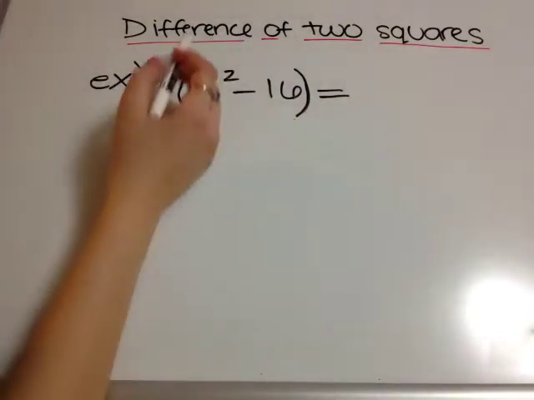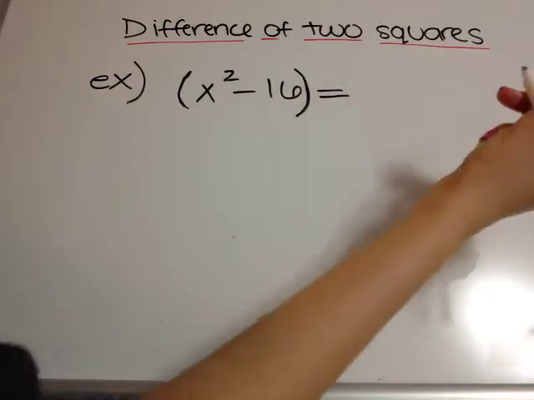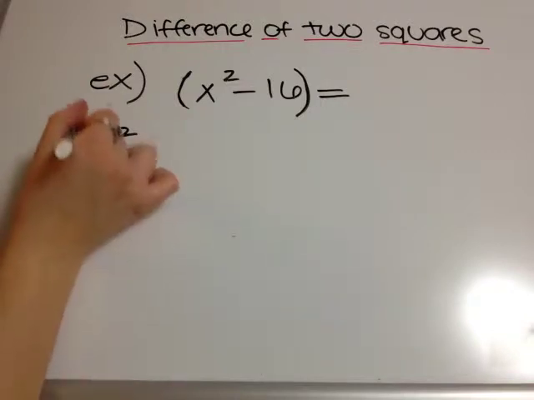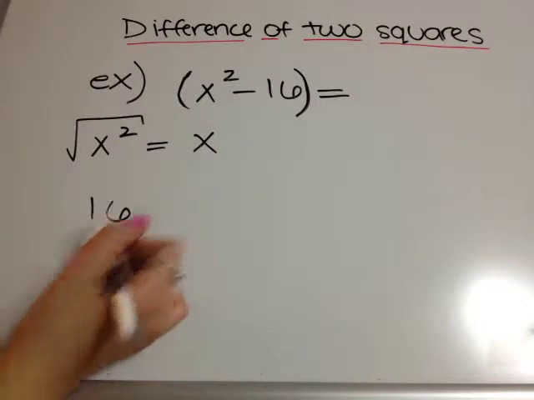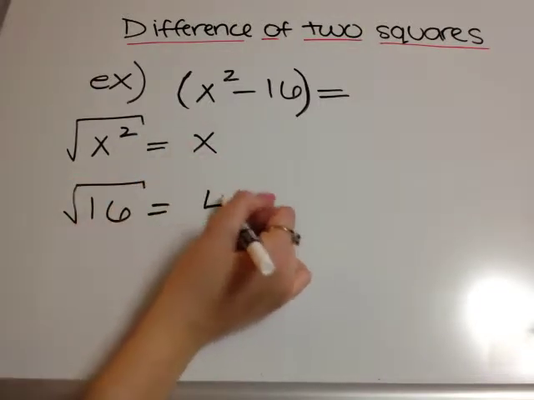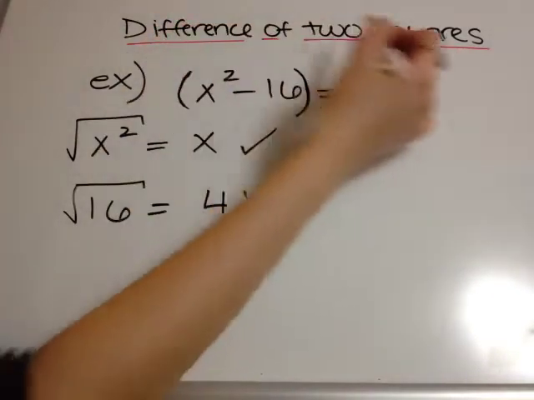Now, if I want to know if I can do it using the difference of two squares, I have to look at my terms. I have x squared and I have 16. If I take the square root of x squared, I get x. So that's good because it's a perfect square. And if I take the square root of 16, I get 4. So now I know I can use the method called difference of two squares.